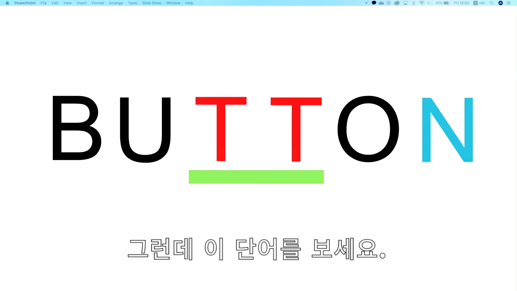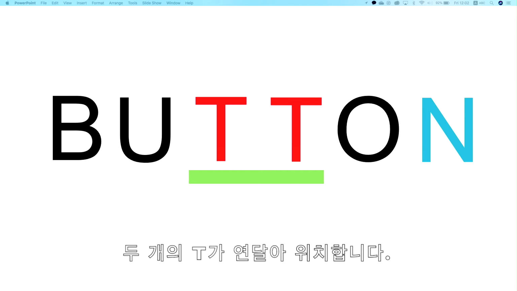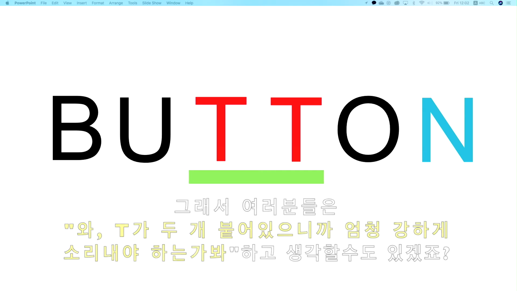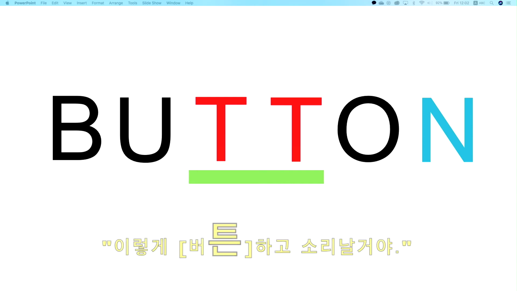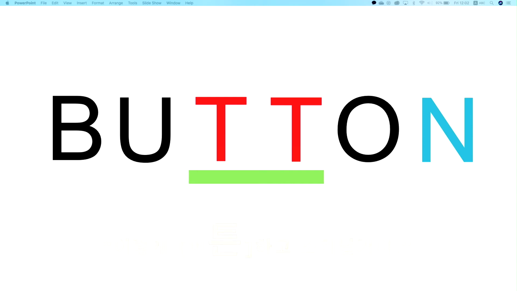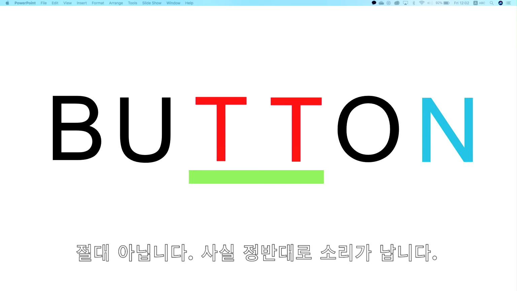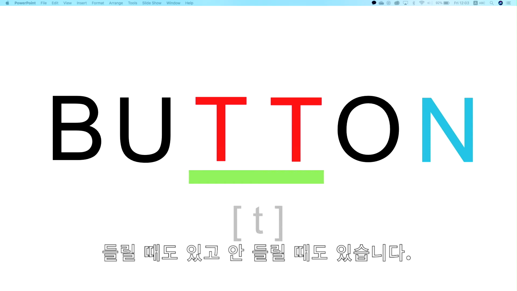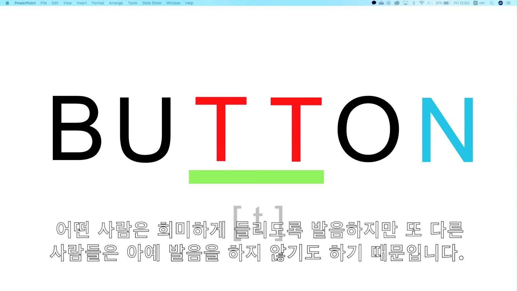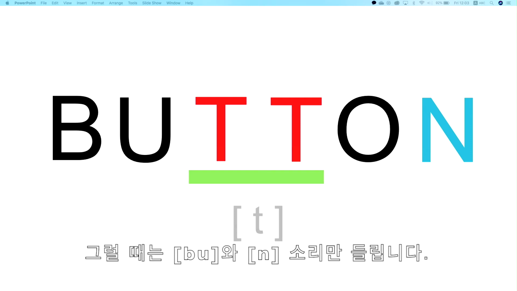And look at this word, button. Two T's are continued. So you may think, oh, here's a T and one more T together, so it sounds super strong. It may sound like a button. No, it opposite your idea. These two T's almost have no sound. You could hear, but sometimes you can't hear. Because some people sound this word like a button, but others sound like a button. You only hear ba and n.